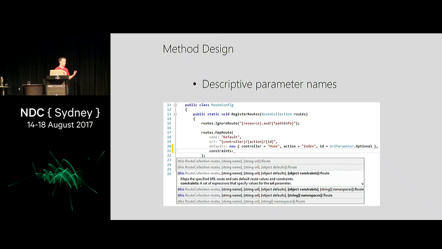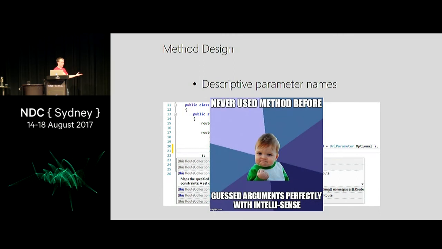Putting thought into parameter names is the difference between someone having no idea how to use a method and someone getting it right the first time. Those parameter names can help them succeed first time without having to go look at documentation.